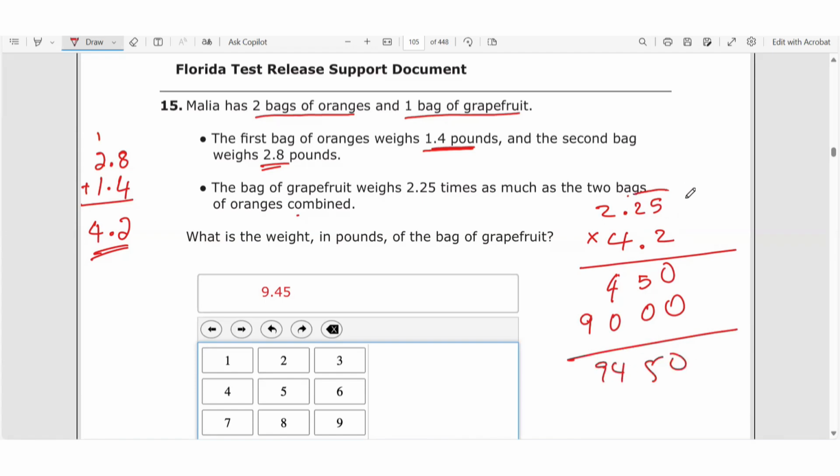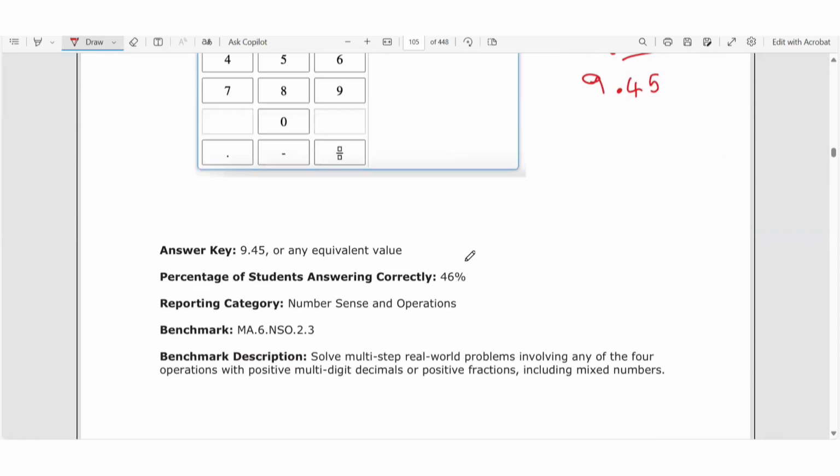But there are 3 digits behind the point. So we're going to make sure that there's 3 digits behind the point here. 1, 2, 3. So the answer we're looking for is 9.45 pounds. You would have plugged that in the system and go, right? So it's quite a little bit of reasoning, but you just take your time and work your way through it.